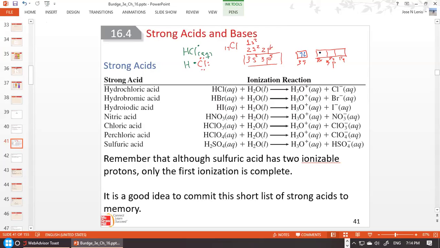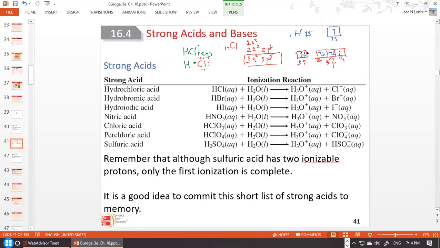Remember Hund's rule: 1, 2, 3, 4, 5. So we have to apply Hund's rule and the Pauli exclusion principle to fill these orbitals here. And for hydrogen, hydrogen just has 1s1 in this orbital. This is 1s1, 1 electron.